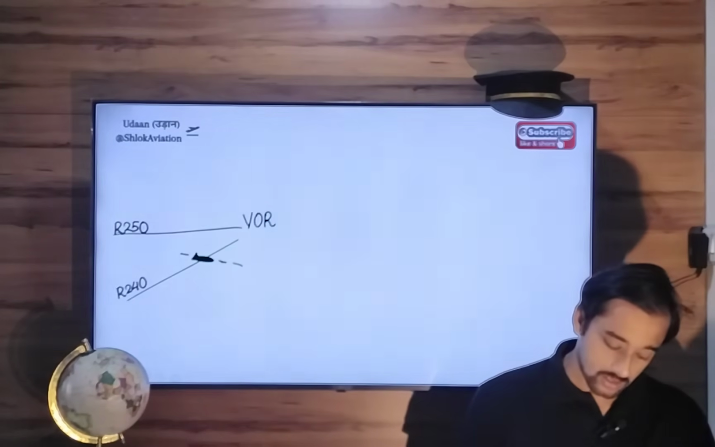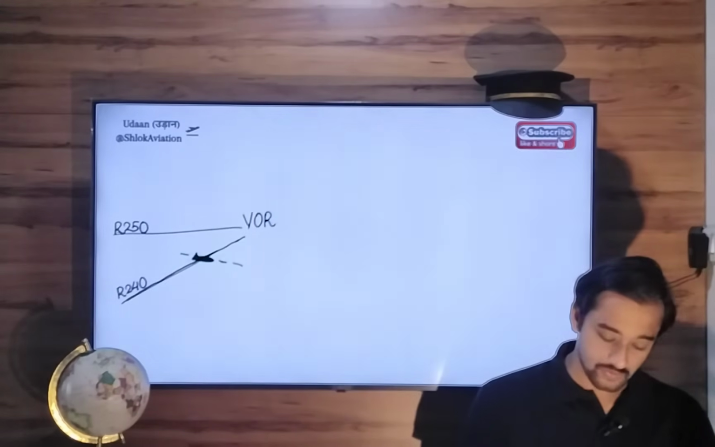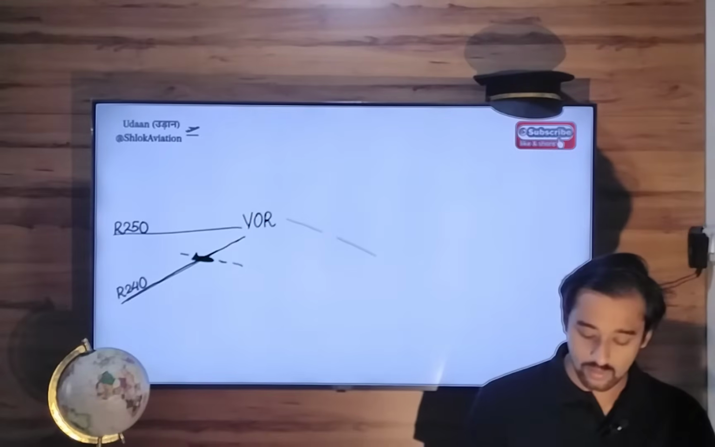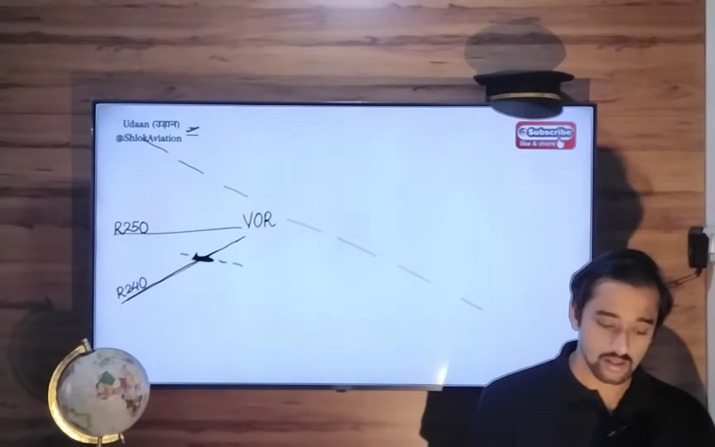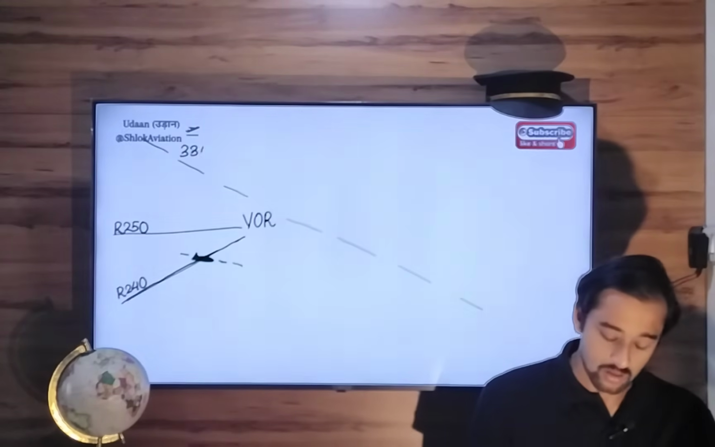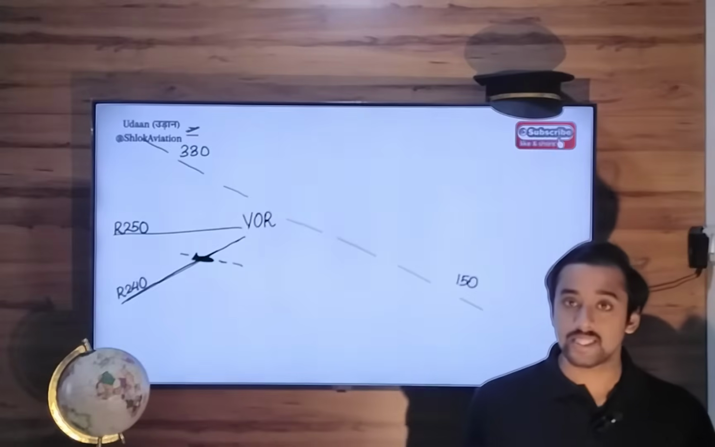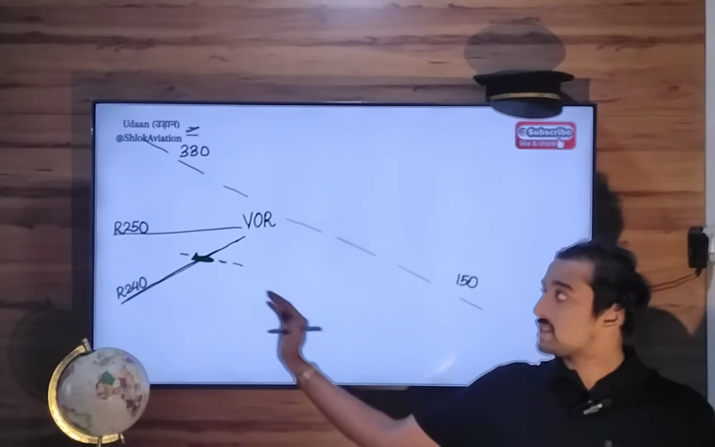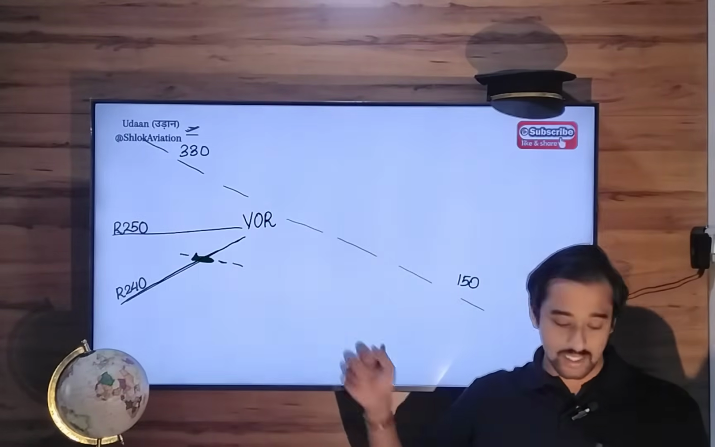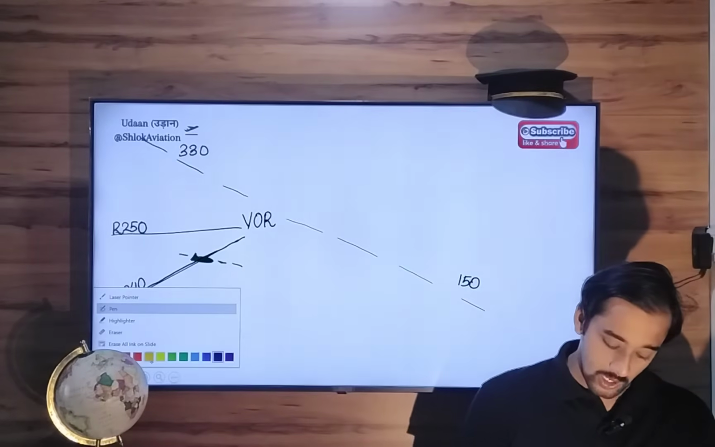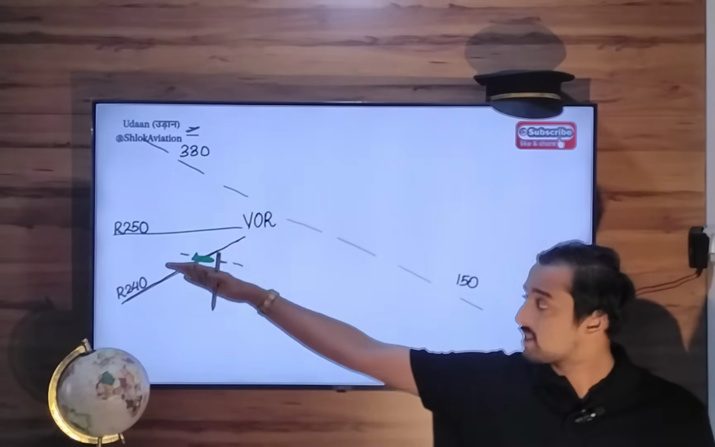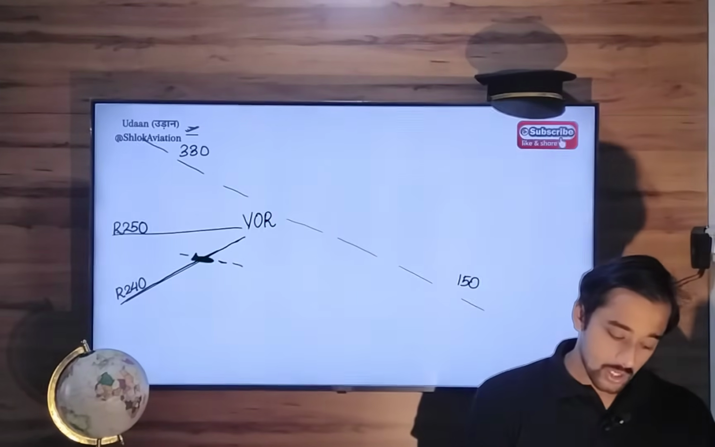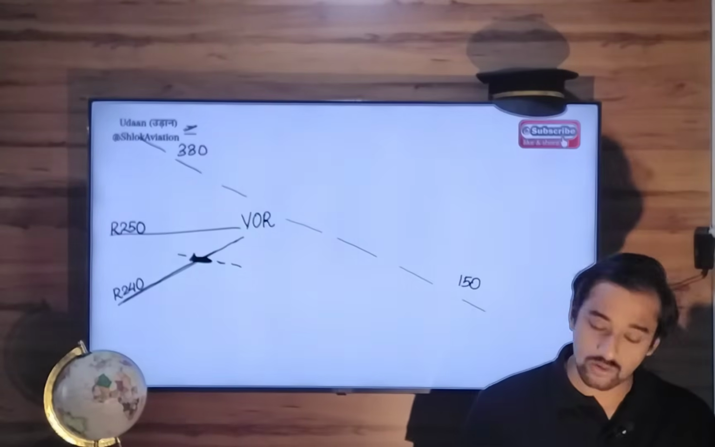150. That means 240 plus 90 is 330. So in the sector between 150 and 330 clockwise, everything is outbound. If you are somewhere in this sector between 150 and 330 radial, on this side of the VOR, you are flying outbound. You are in the outbound sector.